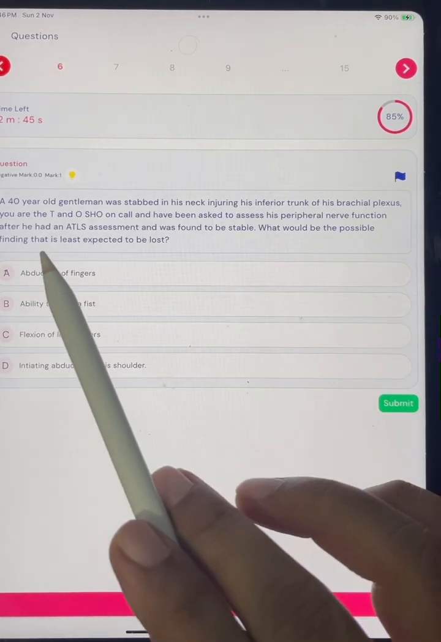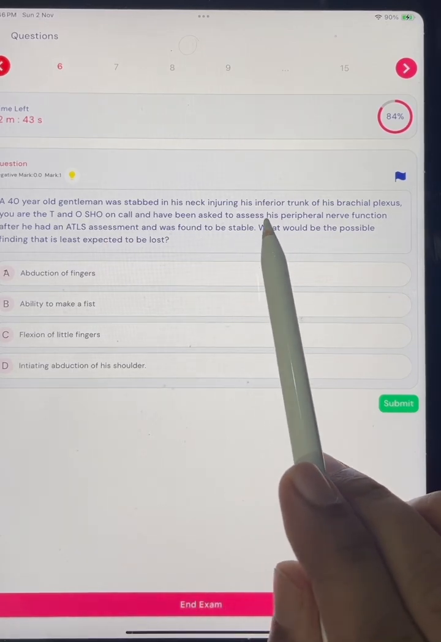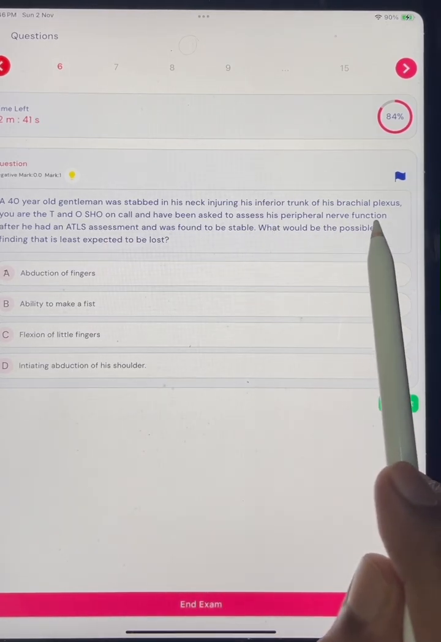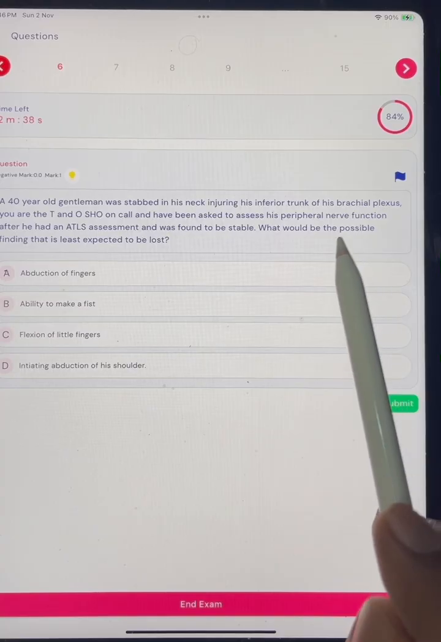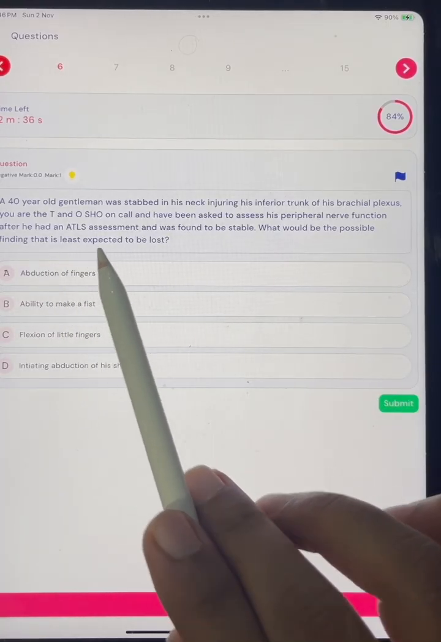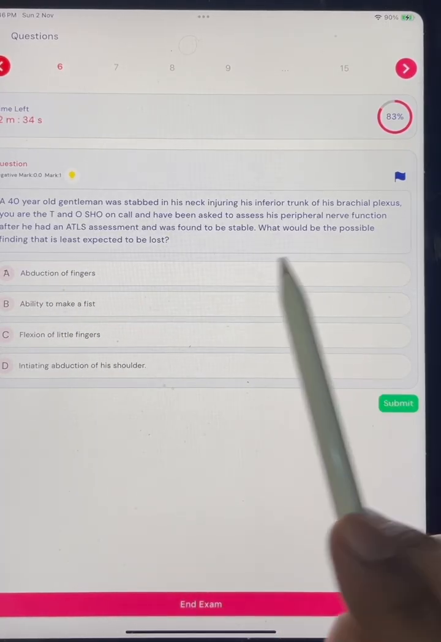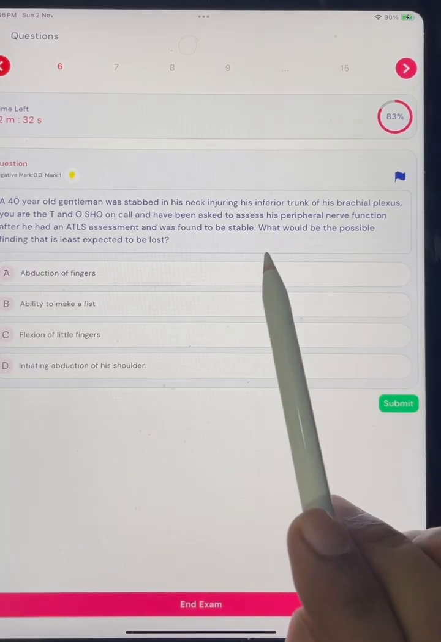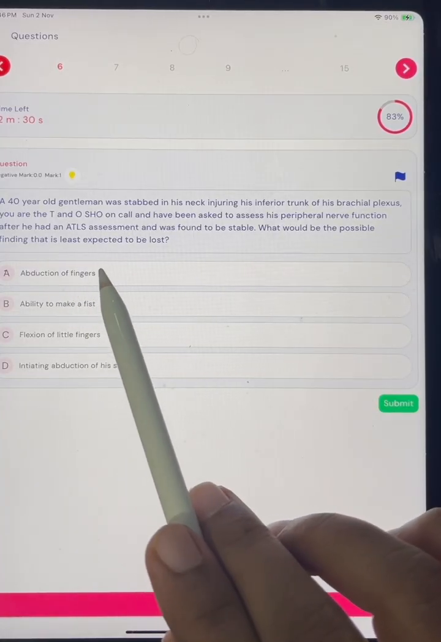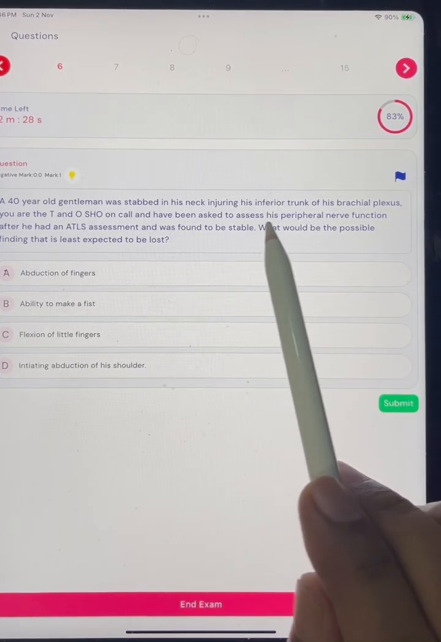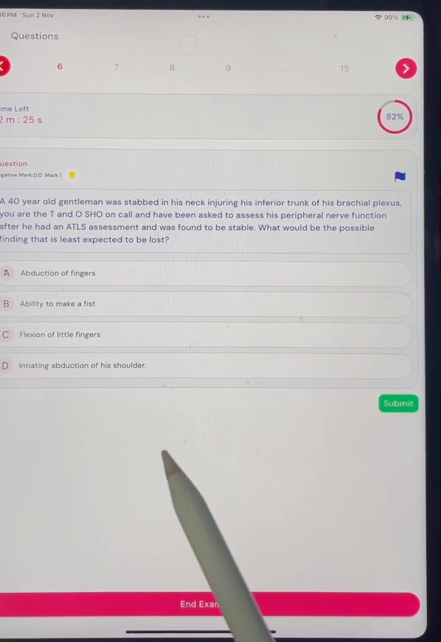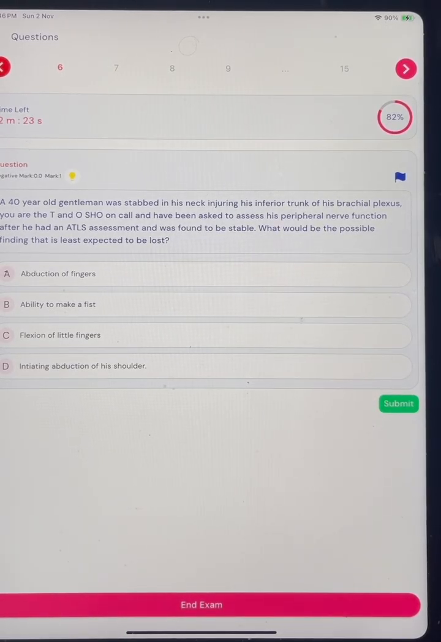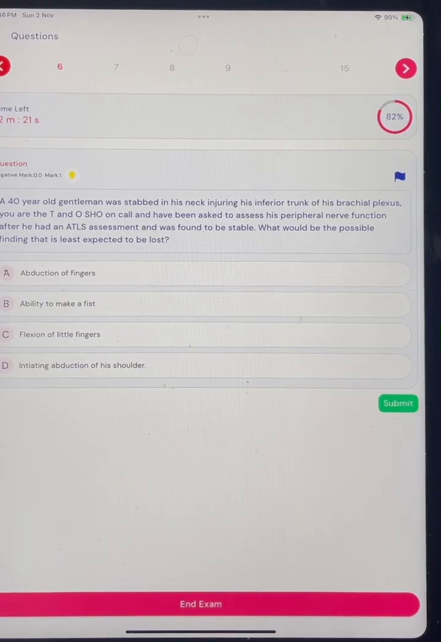A 40-year-old gentleman was stabbed in the neck, injuring the inferior trunk of the brachial plexus. You are asked to assess his peripheral nerve function after he is found to be stable. What would be the possible finding least expected? So now this is the inferior trunk. Inferior trunk means most probably the ulnar nerve supply has to be lost.